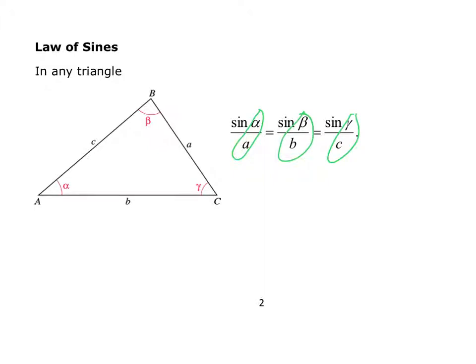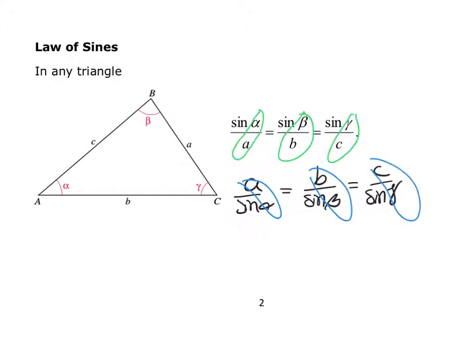Can I write this as A over the sine of alpha? Sure. B over the sine of beta? Absolutely. And C over the sine of gamma? Yes. So if I want to have my sides in the numerators, I can do that. If I want to have my sides in the denominators, I can do that too. What's important, however, is that you have your A and alpha, B and beta, C and gamma together.